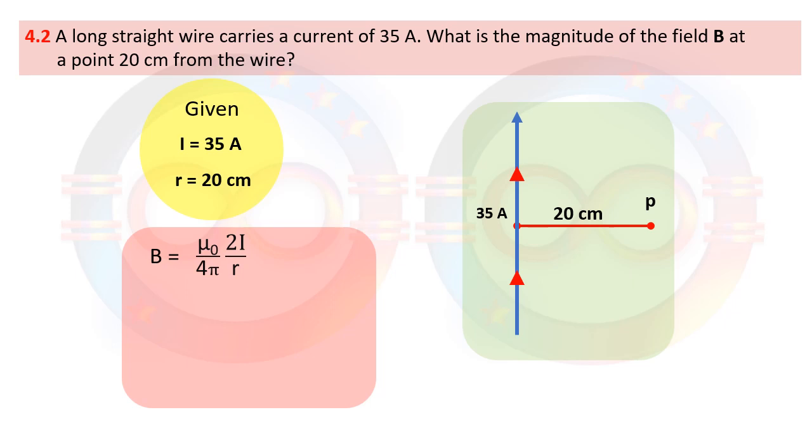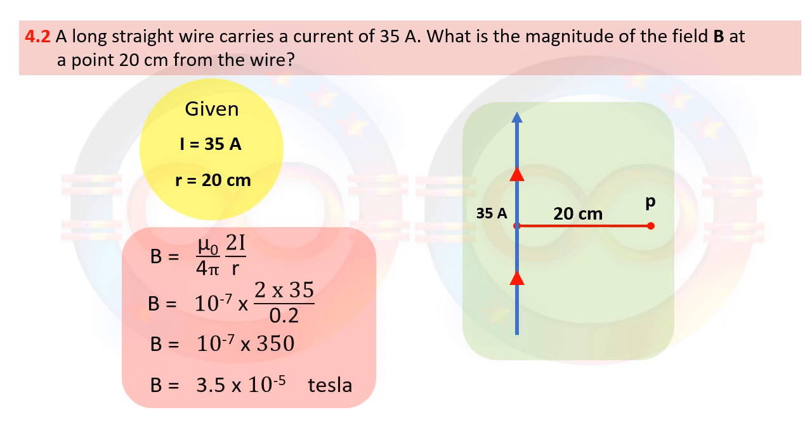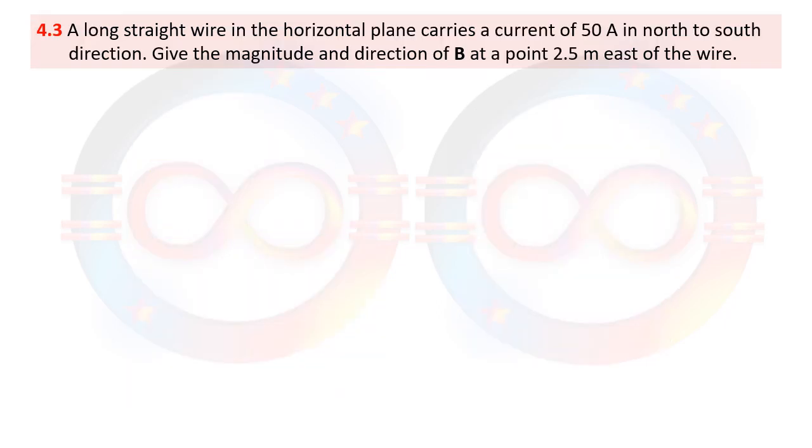The formula for the magnitude of the magnetic field is mu naught upon 4 pi into 2I upon R. Mu naught upon 4 pi is 10 raised to minus 7, 2, the value of I is 35 ampere and the distance is 0.2 meter. After simplifying it, we have B as 3.5 into 10 raised to minus 5 Tesla.